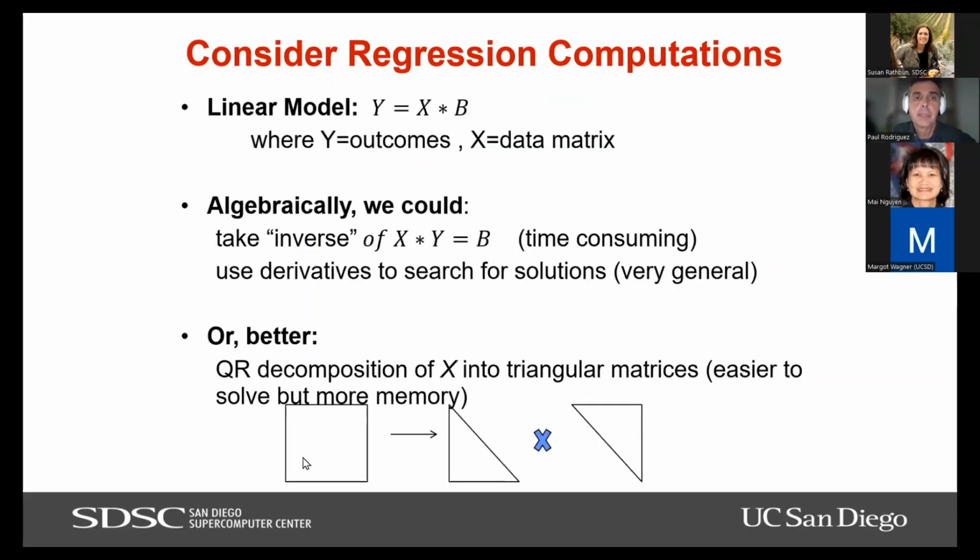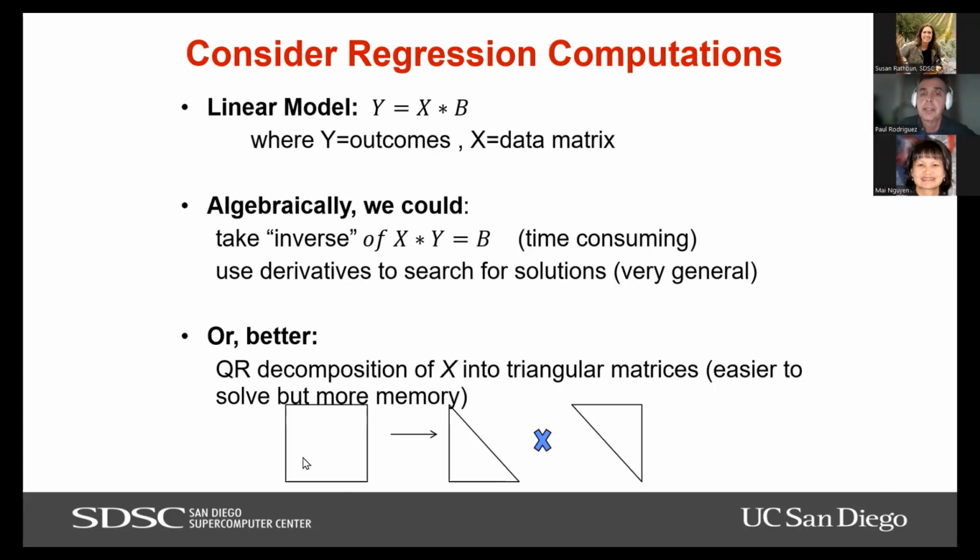So let's think a little bit about what happens when we start doing bigger computation. I'm showing you an example of a linear model, and algebraically, you can find the solution by taking the inverse of X and multiplying it on each side of the equation. That's a well-known procedure in matrix algebra. You could also take derivatives, or better, you could use something like QR decomposition.